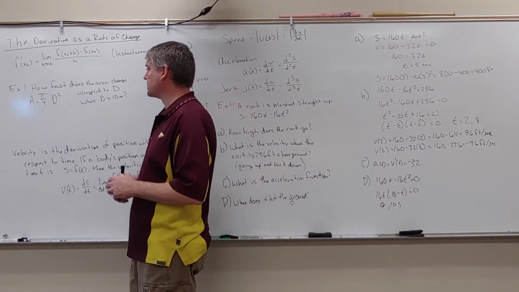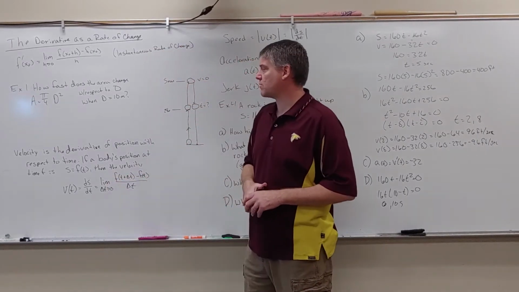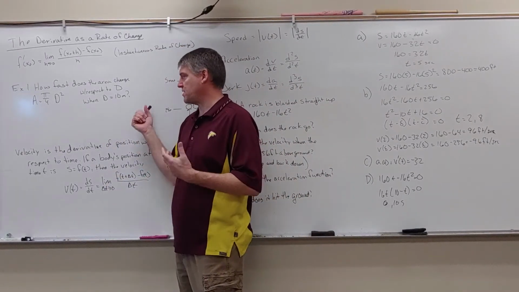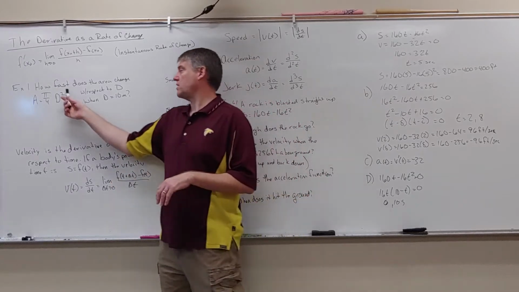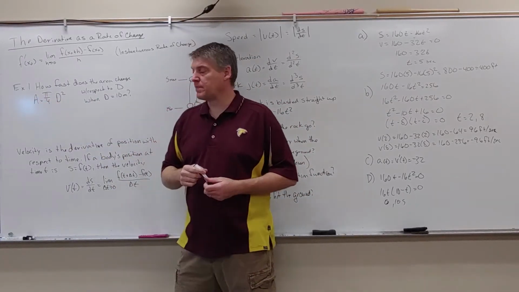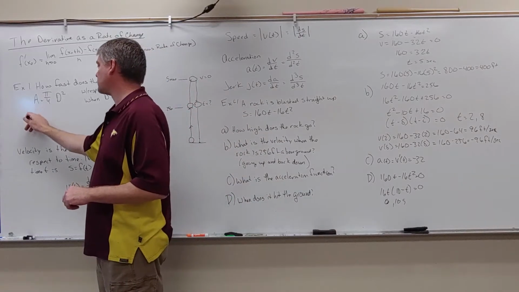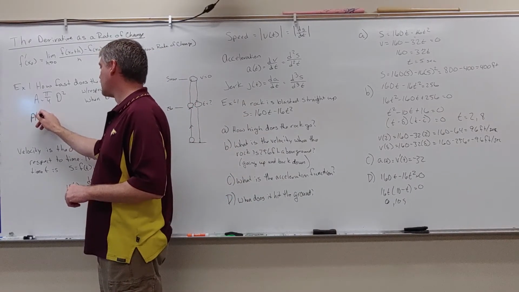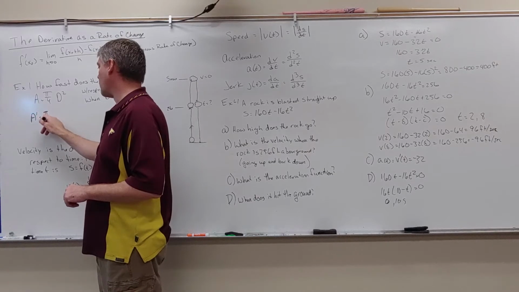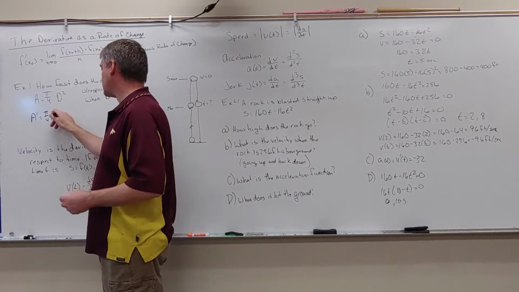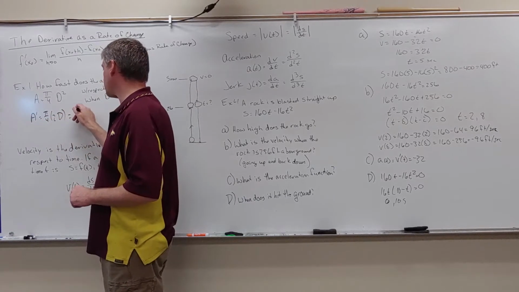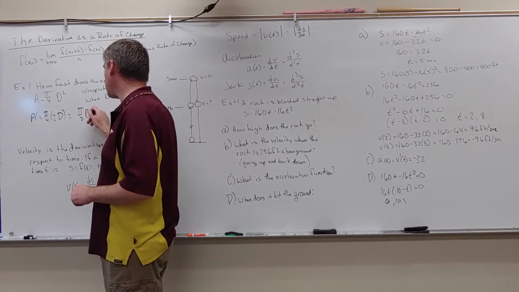So our example 1 is, how fast does the area change with respect to diameter when the diameter equals 10? Okay, so here's my area formula. And so what's going to happen is I'm going to find the derivative of this. So A prime is going to be pi fourths times 2d. Okay, so that's going to give me pi halves d.